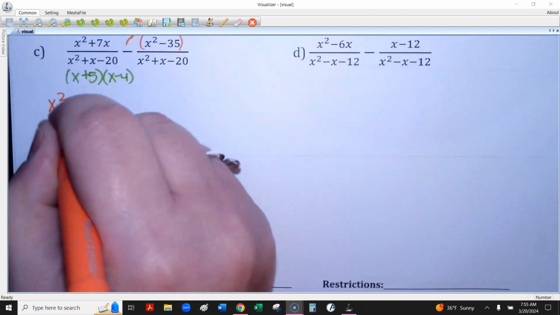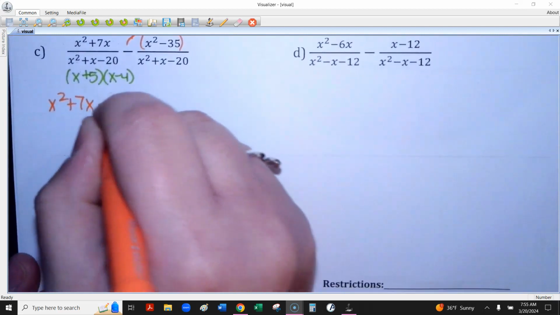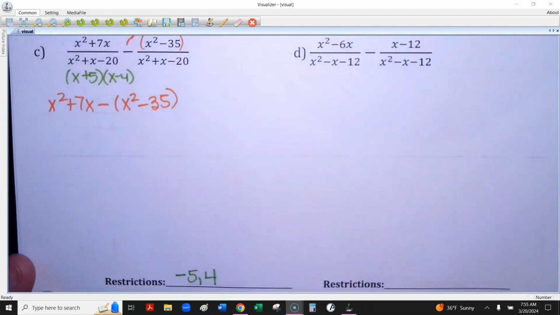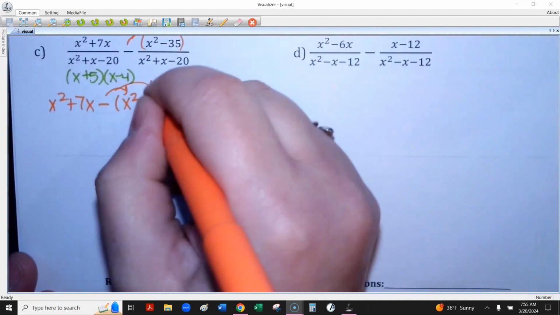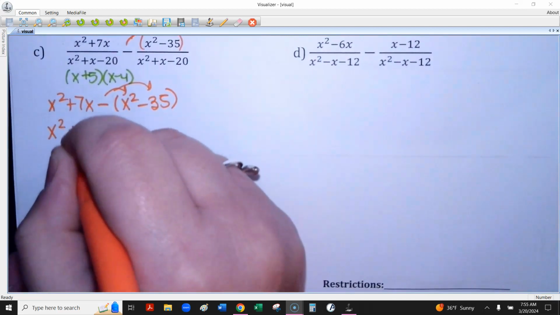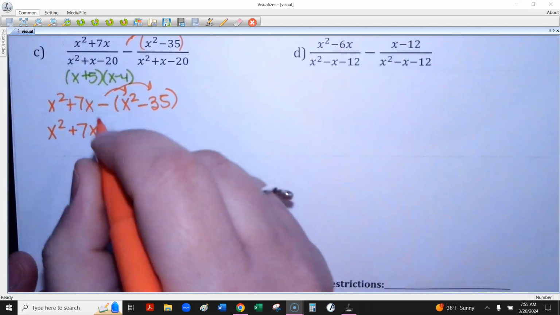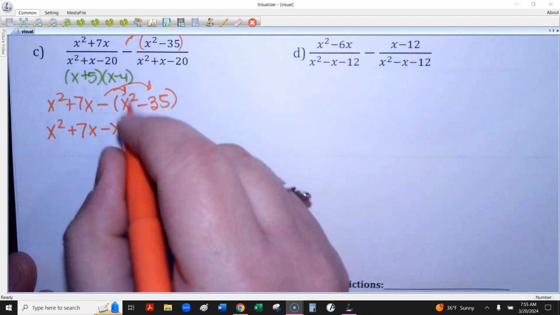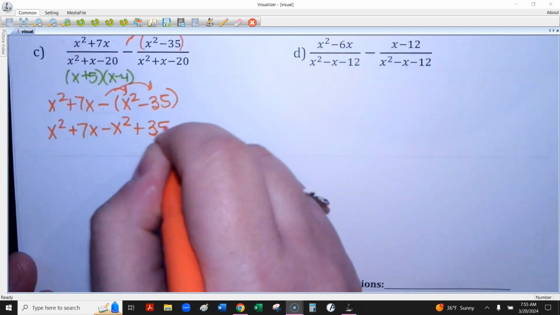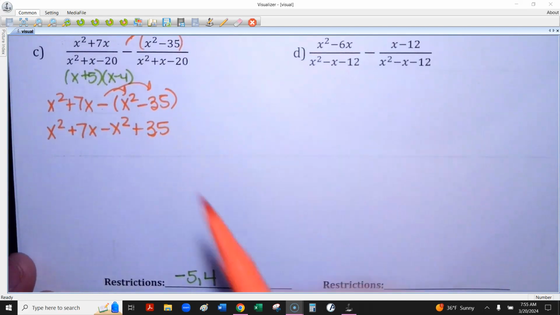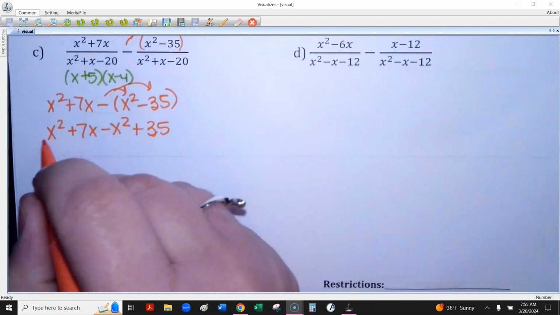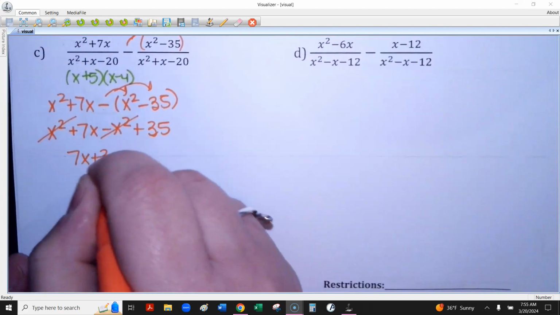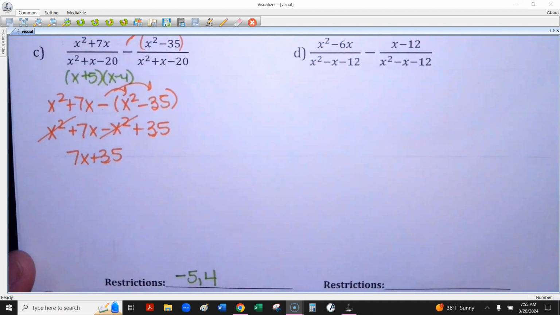So I'm going to have x squared plus 7x minus, and I'm going to put this in parentheses, x squared minus 35. The reason I want to use parentheses is I don't want to forget to subtract all the terms, and if I put parentheses there, it helps me know that I need to distribute that little negative. So this is minus x squared, minus a negative will actually turn this into plus 35. And so when I combine like terms, these cancel each other out. So I have 7x plus 35. That's going to be on the top of the fraction.